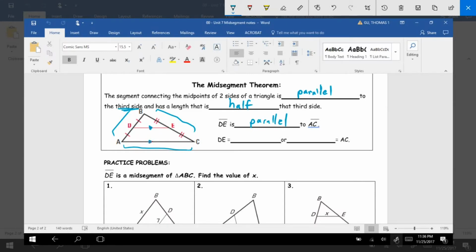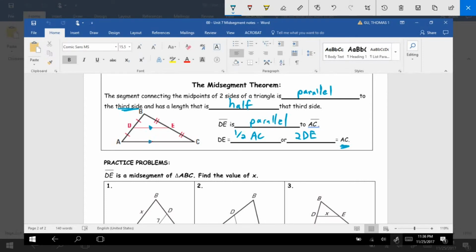Now, what can I say about the length of DE compared to the length of AC? DE is going to be 1/2 of AC, or we can say that 2DE equals AC, right? Because if DE equals half of AC, then 2DE is going to equal AC.